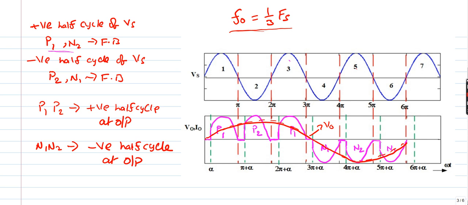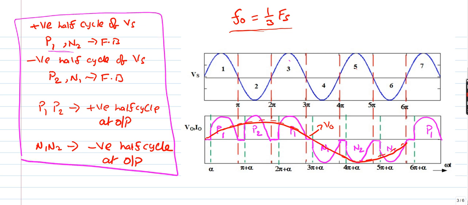So one cycle is completed. Again the next cycle starts here for the positive half cycle. Again my requirement is positive half cycle, so the triggering pulse will be given to P1 here. So that's it. If you understand this concept, the understanding of cyclo converter is pretty easy. Just follow these 4 points, nothing more than that.